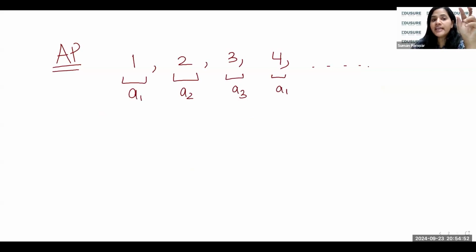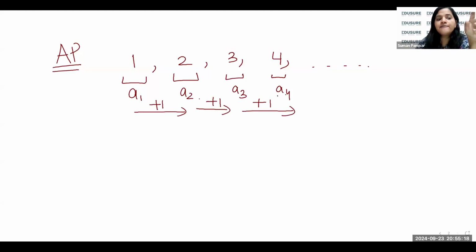Basically, I am giving a place to each of these terms. That means the place is fixed. The place cannot be changed. When I'm going from A1 to A2, I'm adding 1 to A1. When I'm going from A2 to A3, I'm adding 1. When I'm going from A3 to A4, I'm adding 1. So what kind of progression is this? This is a progression where the first term is 1 and there is something known as D. D is 1. And what is D? Common difference.